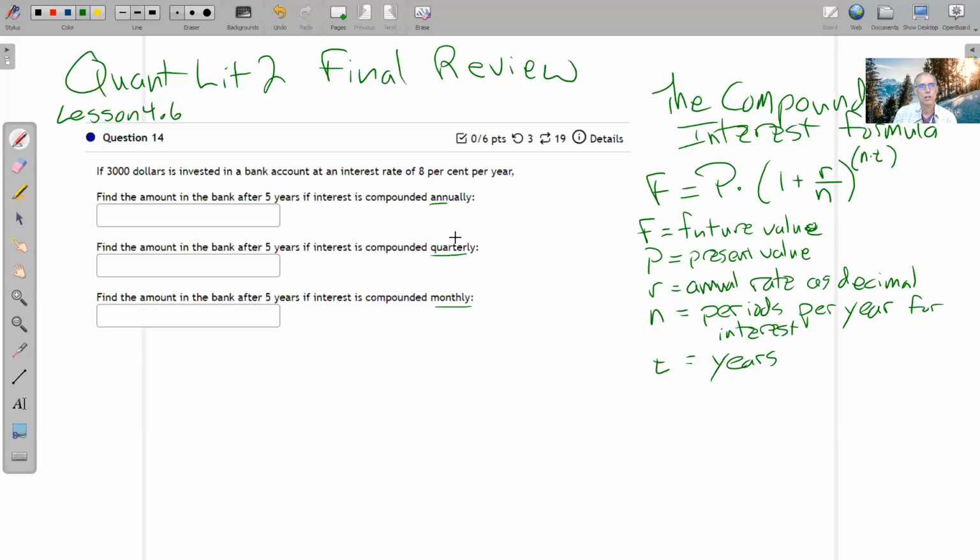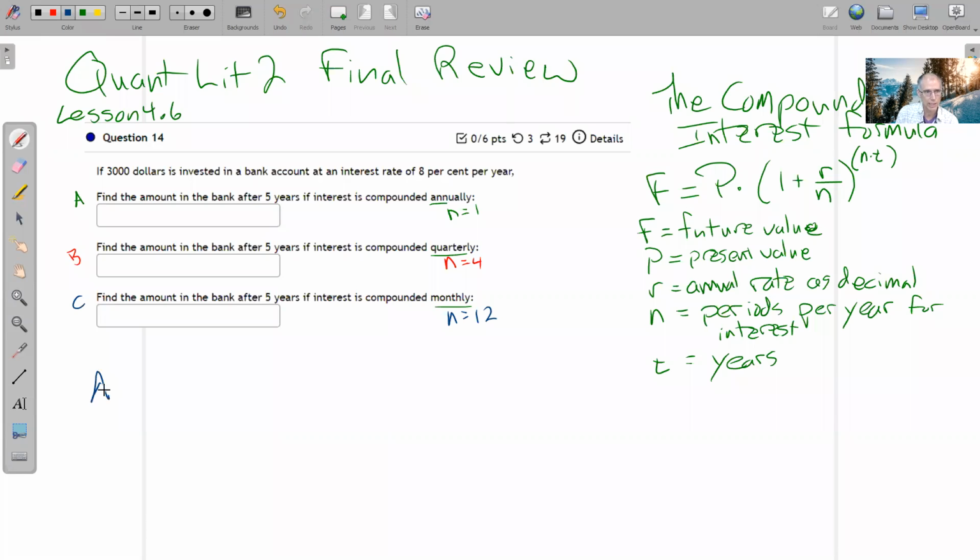that go by. So the first problem, we were asked to compound annually, so that means N is going to be equal to 1. In the second one, we're asked to do quarterly. There's 4 quarters in a year, so N would be 4. And then for the last one, we're asked to do monthly, so N would be equal to 12. And so let's call these parts A, B, and C to keep them straight.